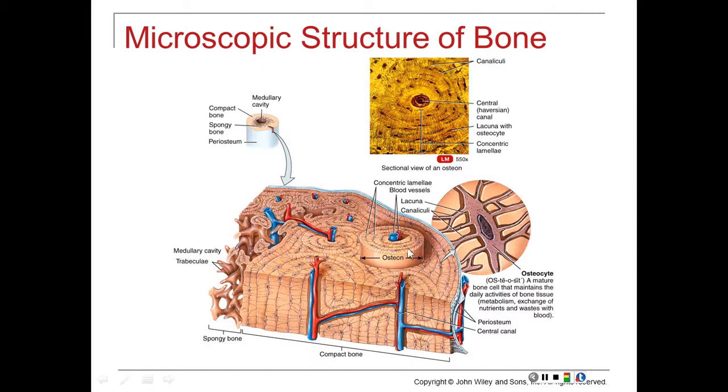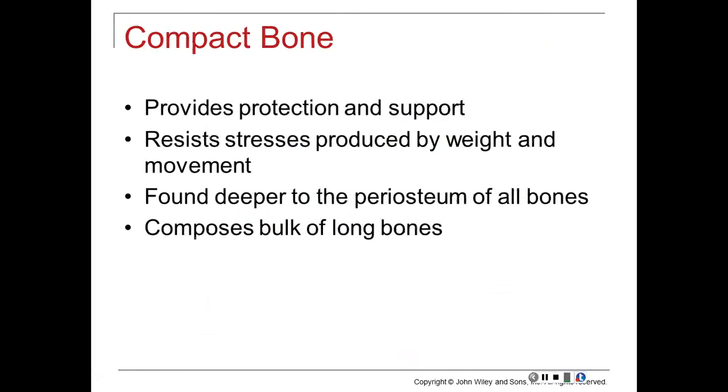So as those osteoblasts are building bone, they're literally adding another ring to the circle of the osteon. The osteon is this entire circle structure itself. It's made of osteocytes connected by canaliculi, all coming out from that central canal of blood vessels. So compact bone provides protection and support. It also helps to resist any stresses produced by weight and movement.